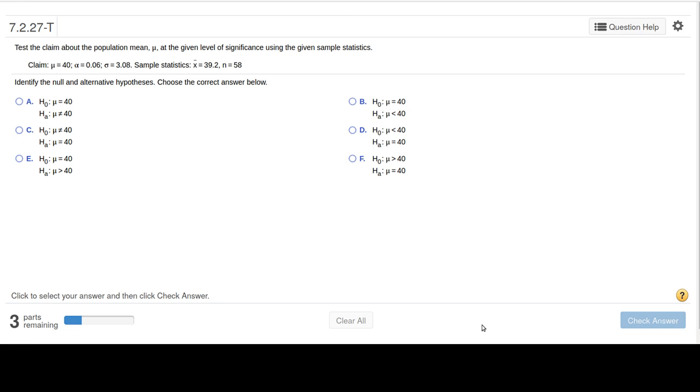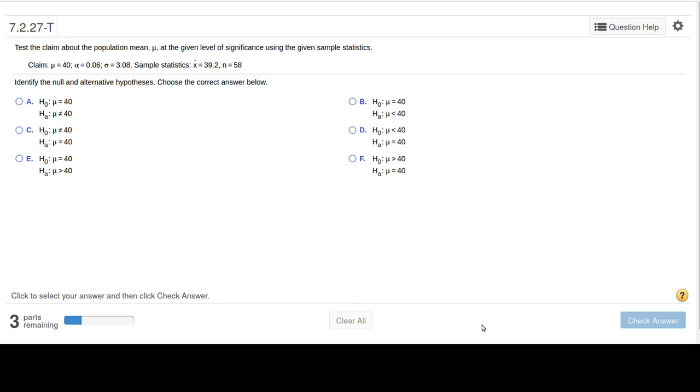All right, so we're going to look at this problem, where we test the claim about the population mean. We have a population mean of 40 again, but we have an alpha of 0.06. We have a population standard deviation of 3.08, a sample mean of 39.2, and n equals 58.